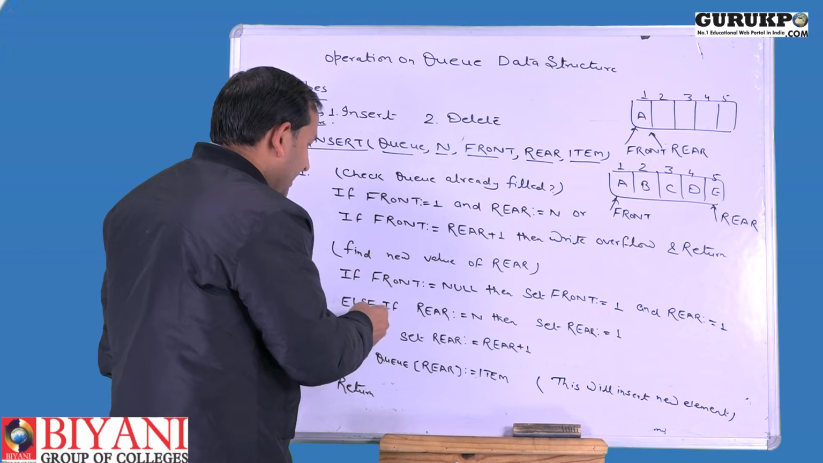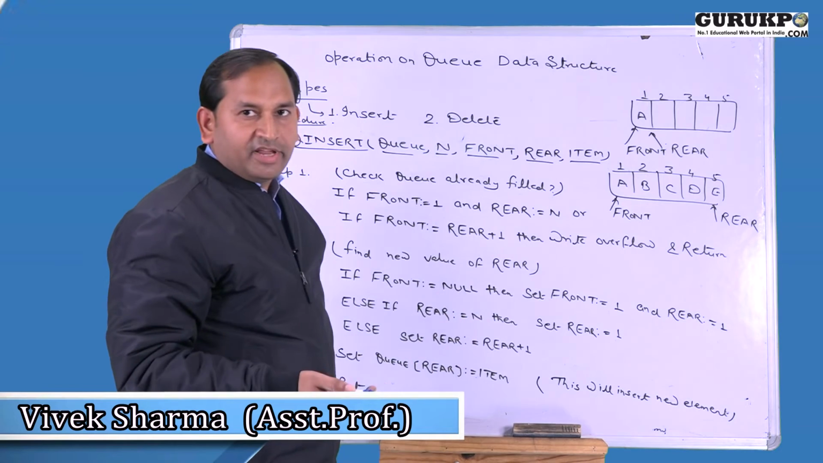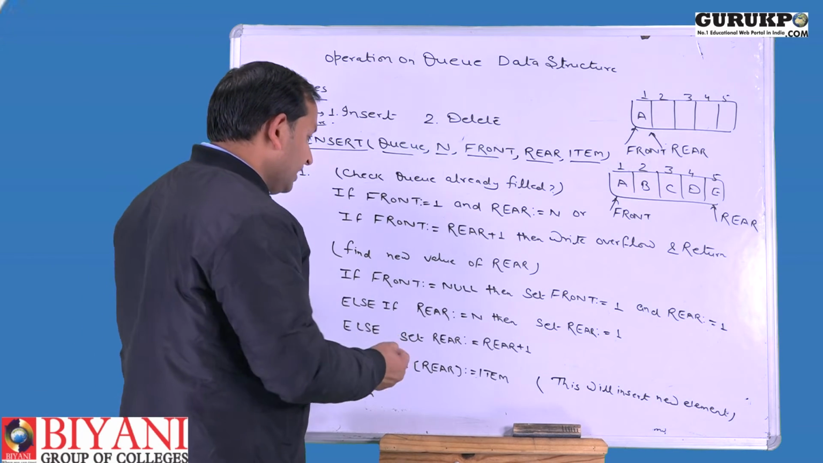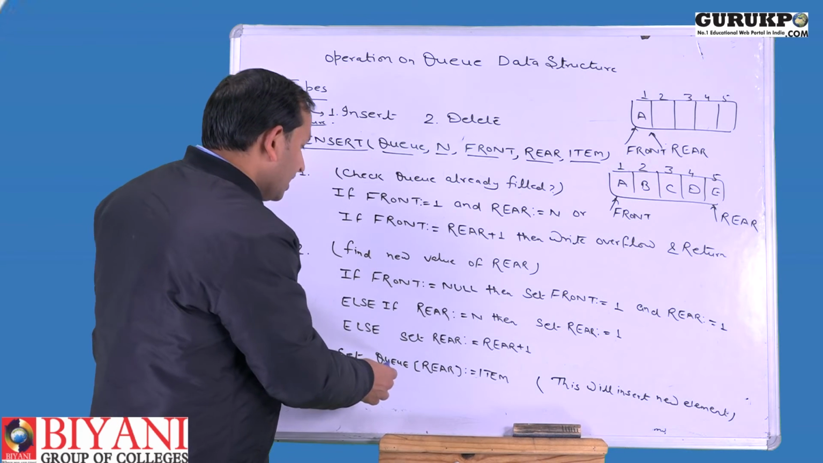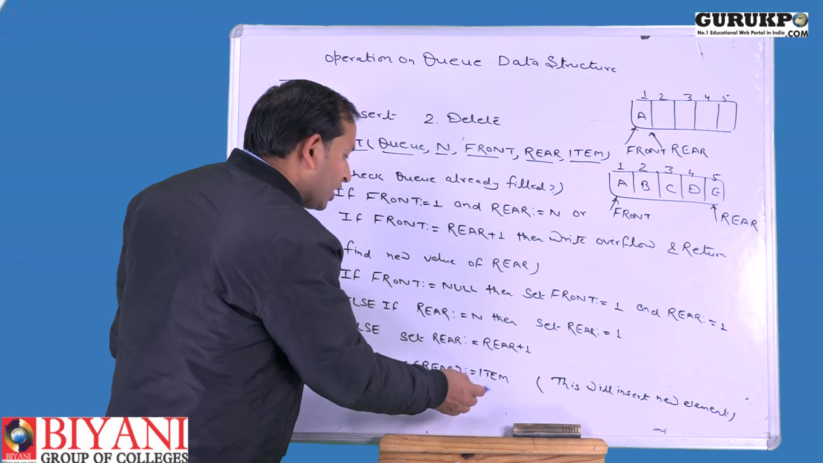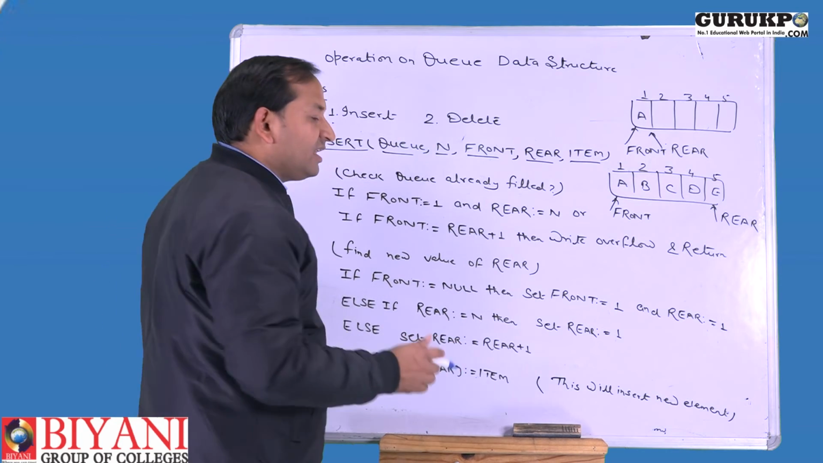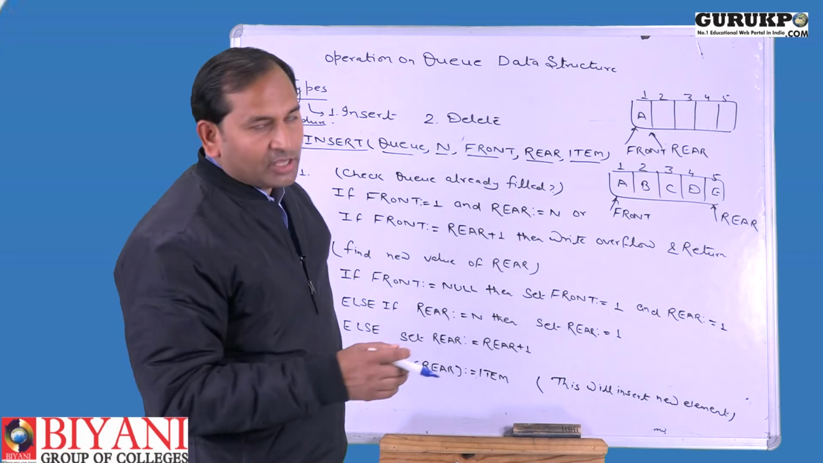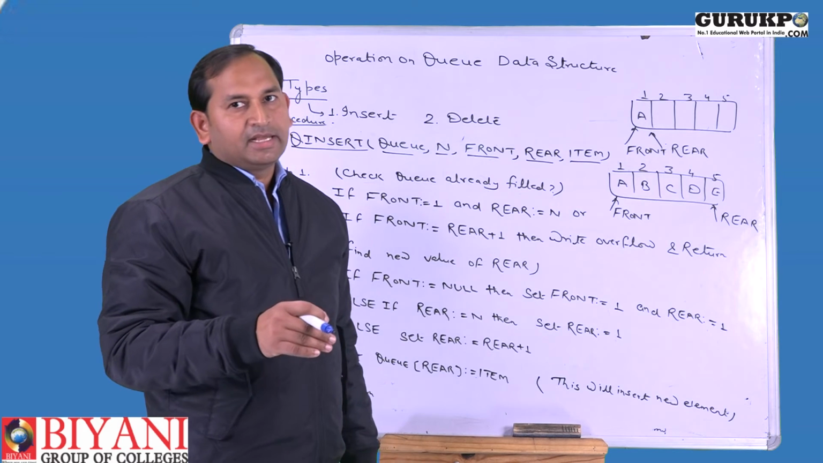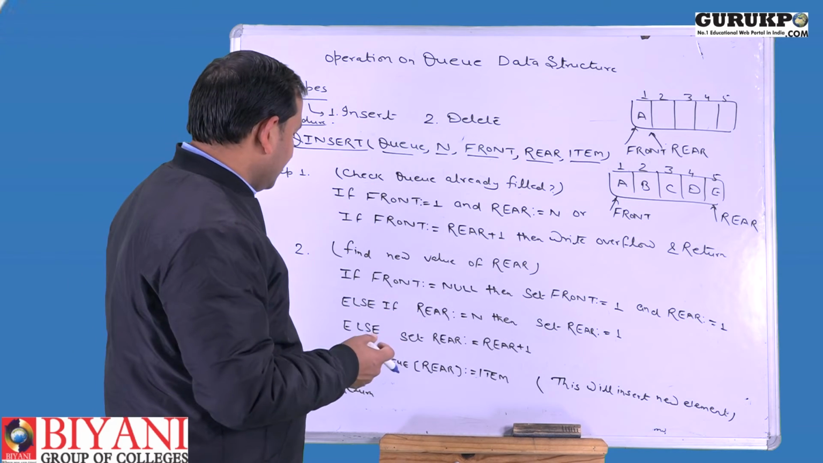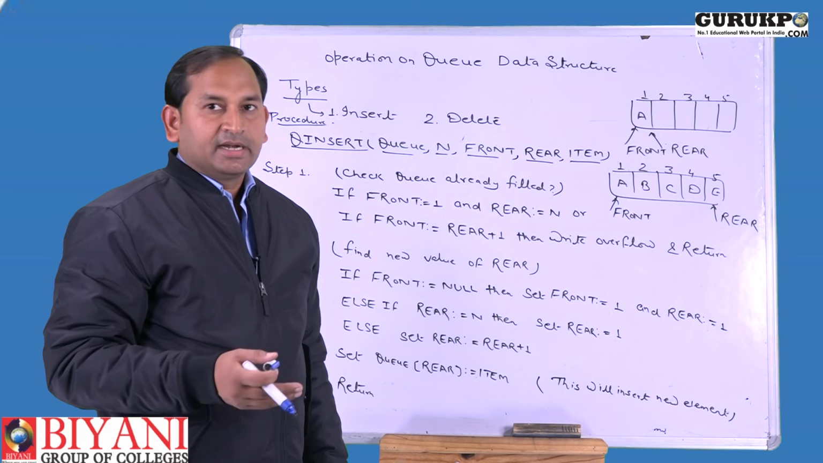Else if it is not so, else if rear equal to n, then set rear equal to 1. Else, last possibility, set rear equal to rear plus 1. Step number 3, set queue[rear] equal to item. So, the item will be stored at the rear position of the queue. This will insert a new element inside the queue. So, by the third step we can easily insert the item into the queue data structure, and the last step is return. So, these are basically the steps by which we can easily insert data items inside a queue.